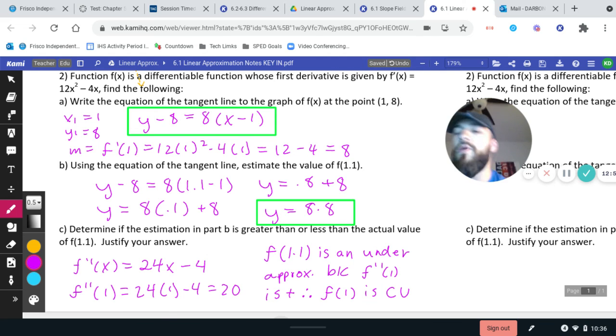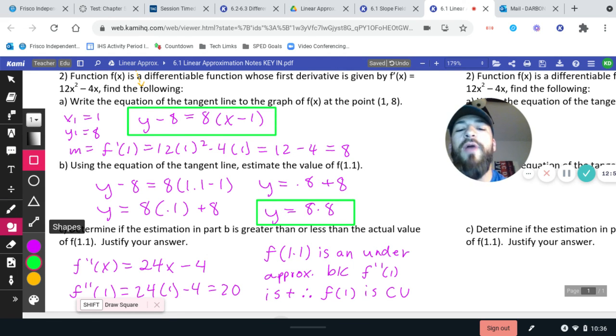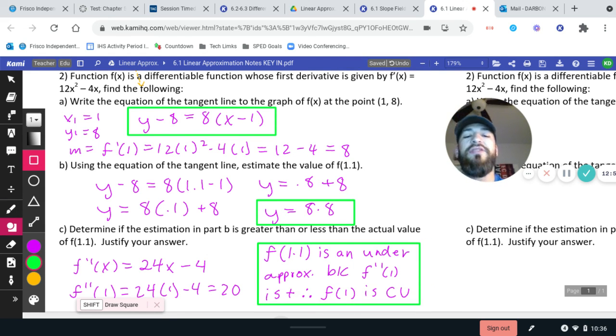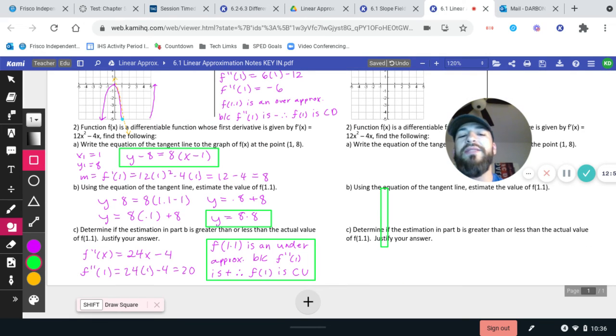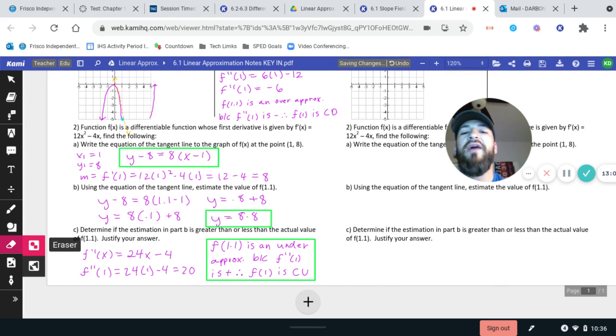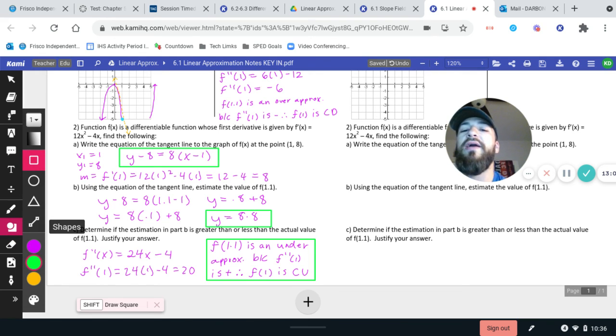Okay, so remember, you do not have to write me a full paragraph with these kinds of things. You just have to give me that short and sweet bit of the information I need. I need to know that you know it's concave up, and because it's concave up, that means it is an under approximation.